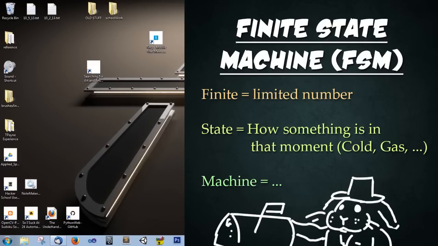And then what's a state? State is how something is in that exact moment. So if you're thinking about the real world, something could be hot, could be cold, could be liquid, could be gas, or it could be on or off in the case of a light bulb.